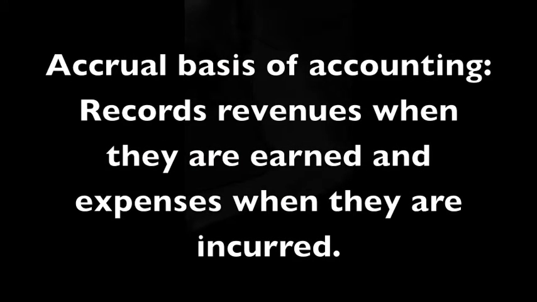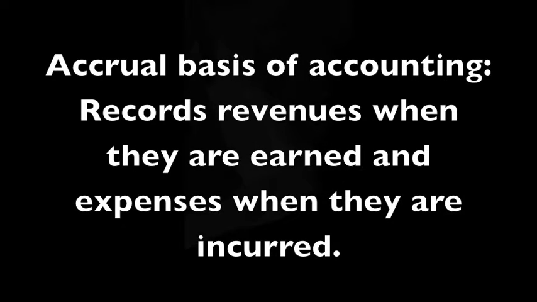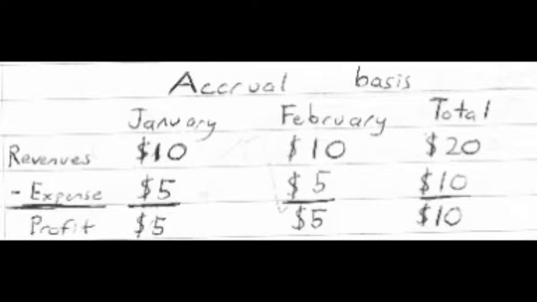Adjusting journal entries ensure that revenues are properly recorded under accrual basis. That is, when revenues have been earned but not recorded, and expenses that have been incurred but not recorded. Accrual basis of accounting can be seen in this example.